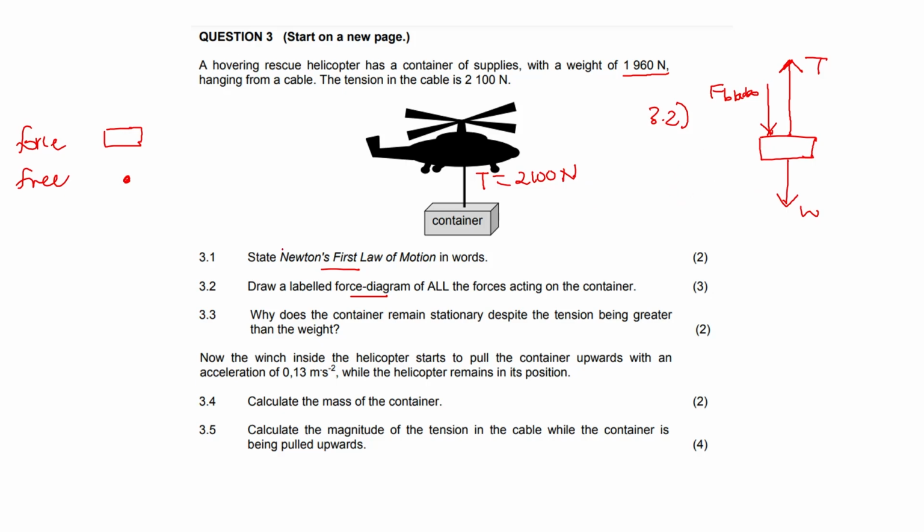3.3. Why does the container remain stationary despite the tension being greater than the weight? Because there is an extra downward force on the container. Do we see there? There's another downward force on that container besides weight. So the downward forces are actually greater than the upward forces, and that is why the container remains stationary.